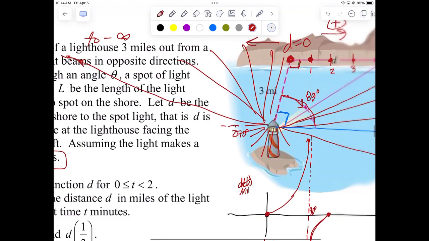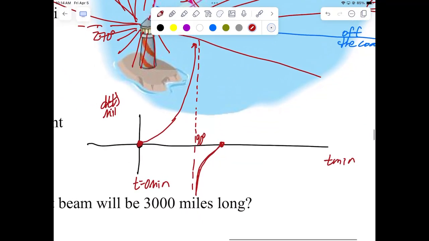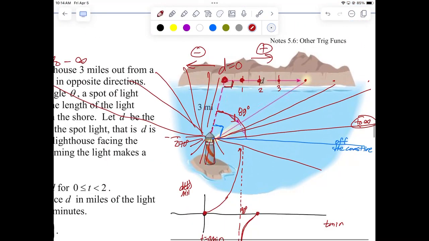It makes a full rotation every 2 minutes. So we're not measuring degrees on the x-axis. We're measuring time in minutes. So I need to figure out the period. All right. The period is going to be, let's see what the period is.